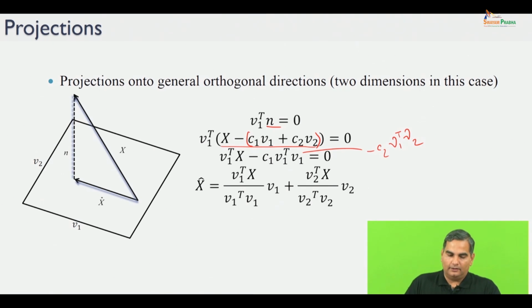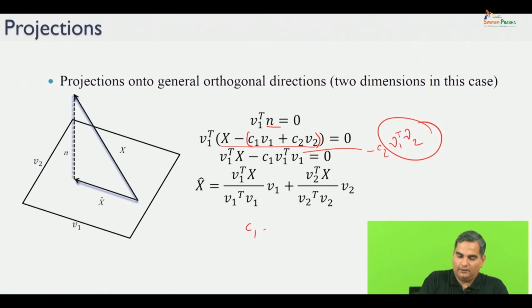Now, as the first case, I am going to show you how you do projections onto orthogonal directions. Now, if these two directions are orthogonal, the basis vectors themselves are orthogonal, then we know that this will be 0. That is the reason why this term drops out, and I have nu1 transpose x minus c1 nu1 transpose nu1 equals 0. Take this to the other side and then bring nu1 transpose nu1 to the denominator, then you will get c1 equal to nu1 transpose x divided by nu1 transpose nu1.